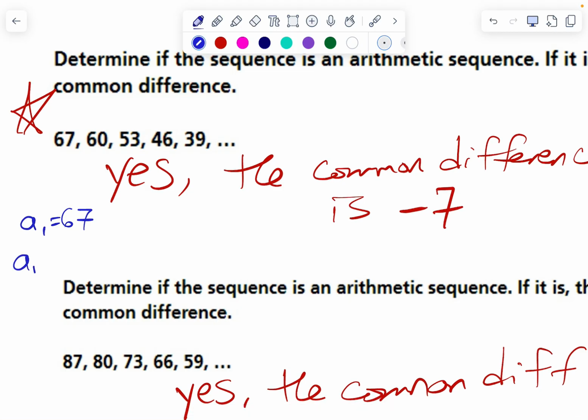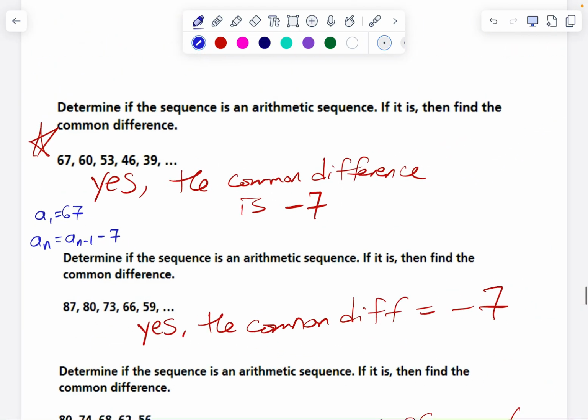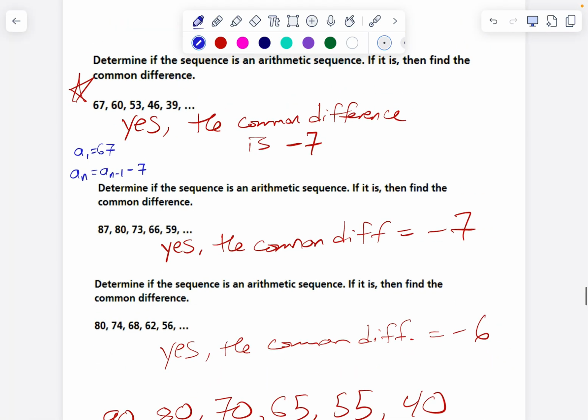Negative 7. So the nth term would be the previous term minus 7. That is a recursive rule for this sequence of numbers. Here's what I mean. Let's start on the 60. Take the previous term, which is the 67, and subtract 7, which gives us the nth term. I know, you guys, you've got to get over the 6, 7 thing.